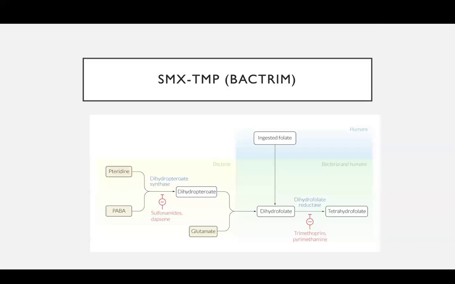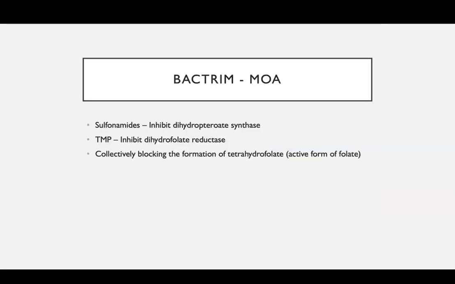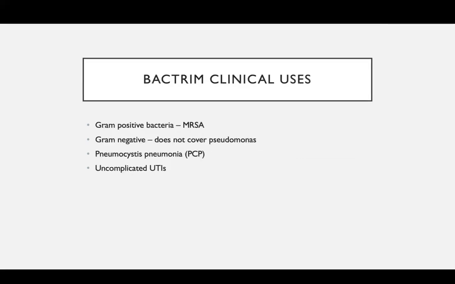Next up, we have Bactrim. So Bactrim is a combination of sulfamethoxazole and trimethoprim. Our sulfamethoxazole is going to inhibit dihydropteroate synthase, which inhibits the formation of dihydropteroate. And trimethoprim inhibits our dihydrofolate reductase, inhibiting the formation of tetrahydrofolate, which is our active form of folate. So again, our sulfonamides are going to inhibit dihydropteroate synthase, and our trimethoprim will inhibit dihydrofolate reductase. And so the combination of the two together will block the formation of tetrahydrofolate, which is our active form of folate.